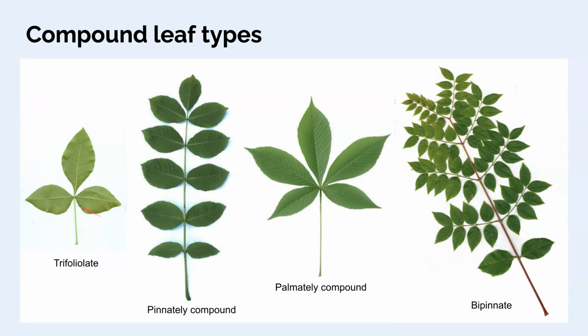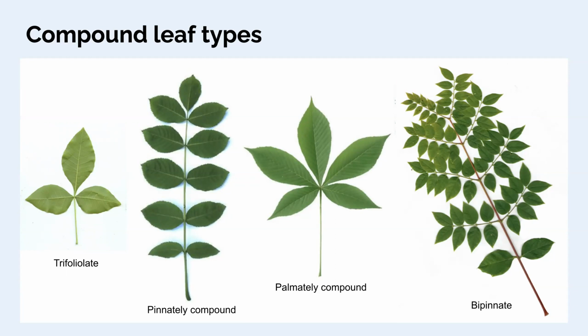Or maybe the most common is this kind, trifoliolate. So the tri there is 3 leaflets. And if you've got 3, you can't quite say whether they're palmate or pinnate. They have features in common with both. So we just give them their own category of trifoliolate.